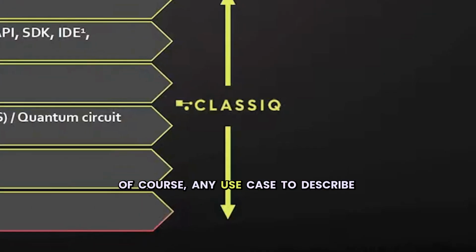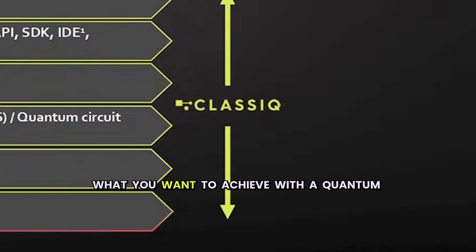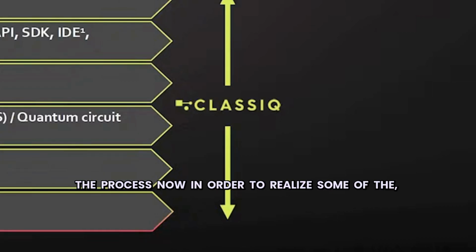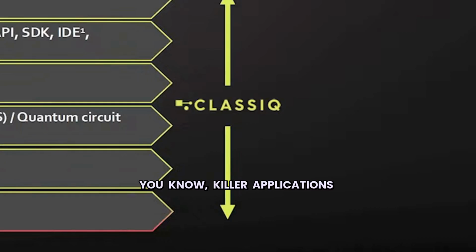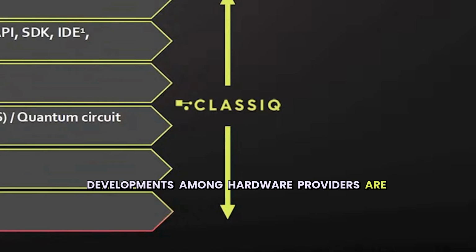So eventually the software layer enables quantum software engineers in any industry, of course, any use case, to describe what they want to achieve with the quantum computer, to describe the algorithm, and the software stack automates the rest of the process. Now, in order to realize some of the killer applications and more sophisticated quantum algorithms, yes, you need a fault-tolerant machine and you need error correction, and therefore these types of developments among hardware providers are very exciting. And from the software perspective, it has two main effects.